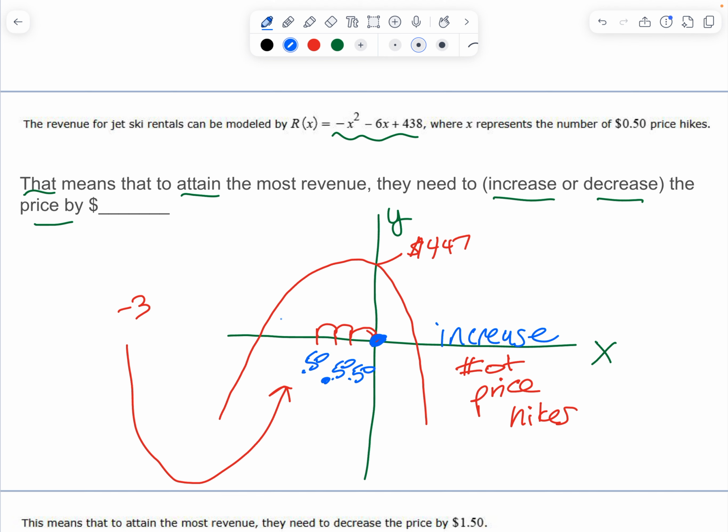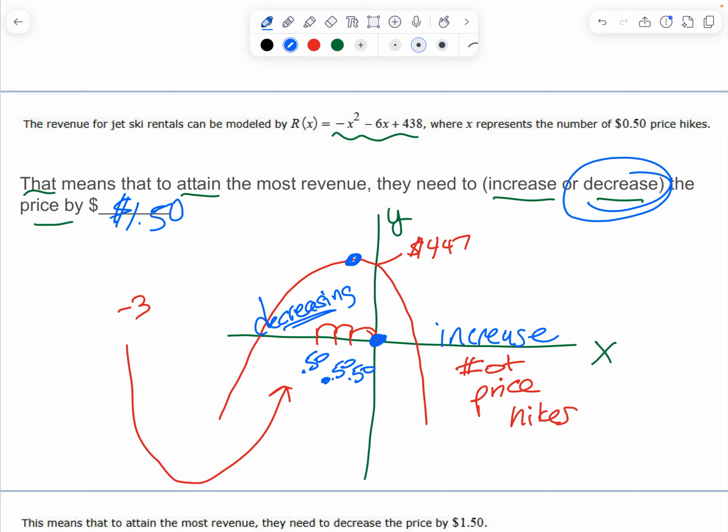And this here to the left of the starting point would be decreasing. They need to decrease their prices if they want to maximize and make that $447 in revenue. They need to decrease it by 50, 50, 50, $1.50.